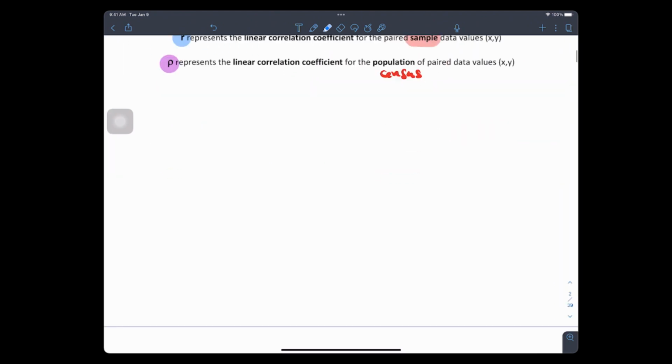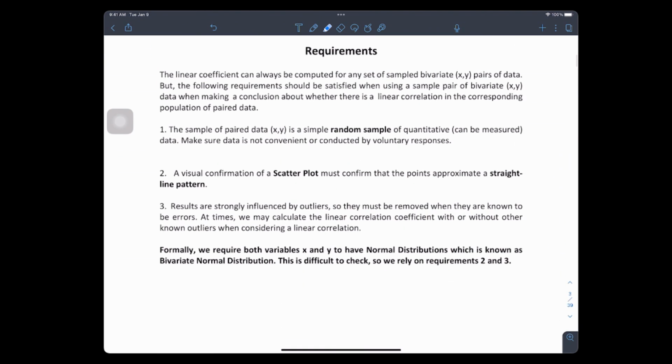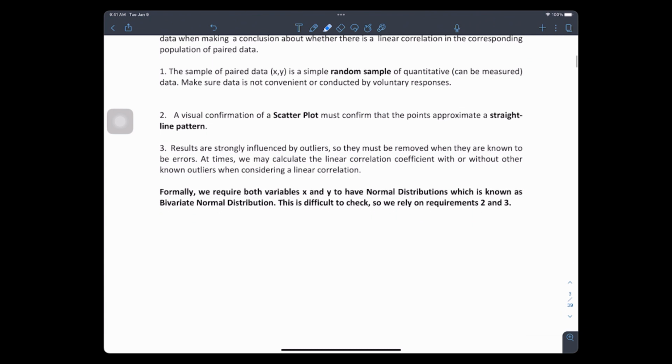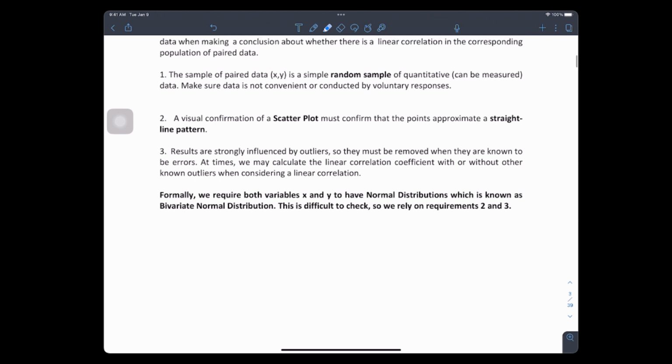Okay? And so let's go through the requirements, the formal legalese requirements here. The linear coefficient can always be computed for any set of sampled bivariate pairs of data, but the following requirements should be satisfied when using sample pairs of data. Number one, essentially this: the sample pair of data has to be random. Okay, well, that makes sense. We talked about that. It can't be convenient, nor can it be voluntary. A lot of surveys are bad because they're voluntary.